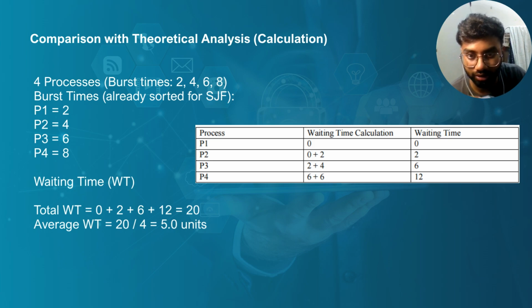Okay, comparison with theoretical analysis calculation. For 4 processes, the burst time is 2, 4, 6, 8. As you see in the calculation, the total waiting time is 0 plus 2 plus 6 plus 12 equal to 20. Then average waiting time is 20 over 4 processes, equal to 5 units. As you see in the simulation result at the bottom of the code, it also gives 5 units, the same as proven in the calculation.